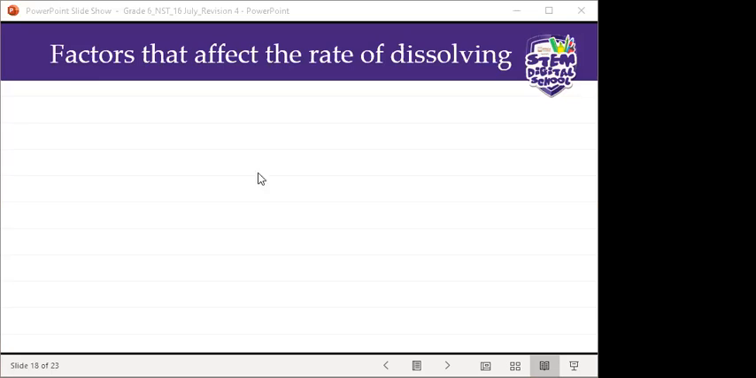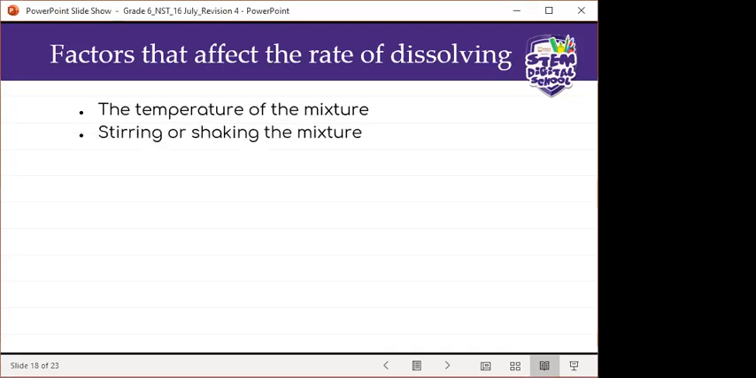So Gia said that it is temperature, so it would be the temperature of the mixture. Gia also said it is stirring, and it is stirring or shaking the mixture, as well as the grain size or the size of the particles. So it is the grain size of the solute, yeah? Grain size of the solute. Well done, Gia, on those beautiful answers that you gave us.